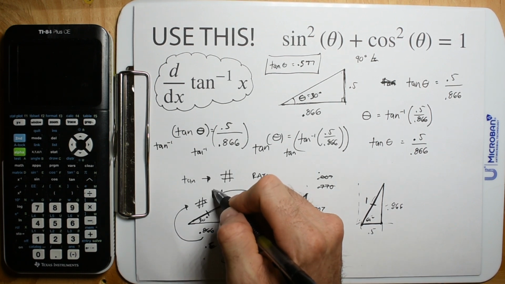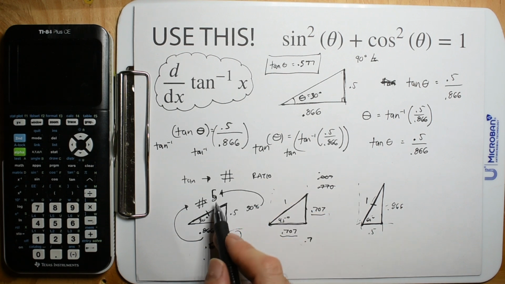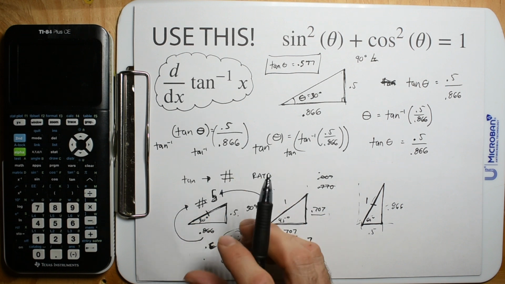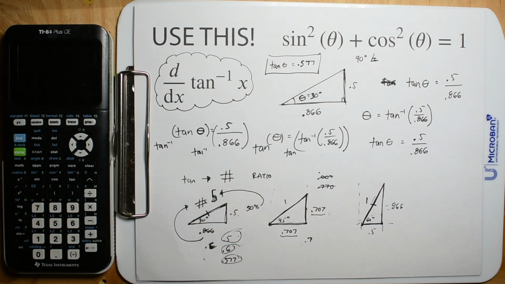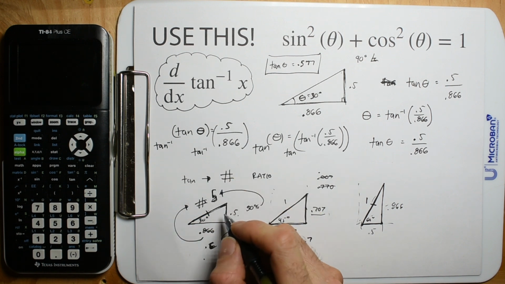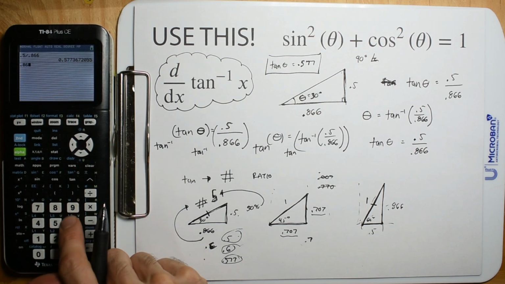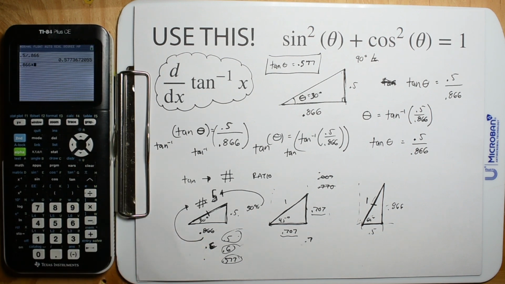Now, if this was like 5, well, then this would be half, or 2.5, and this would be about 85% of 5, maybe like 3.7. I don't know, 0.866 times 5. I'm just going to re-guess and say 0.42.